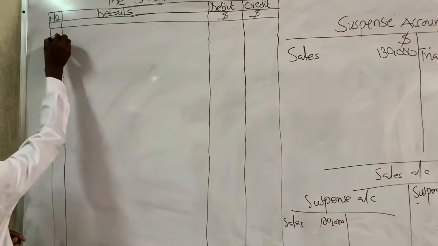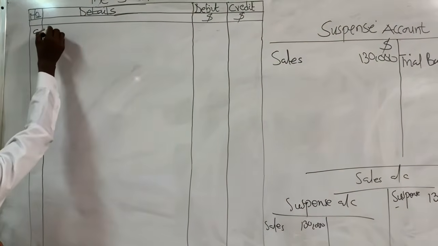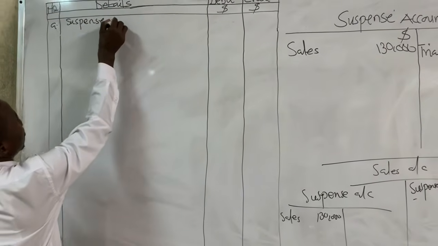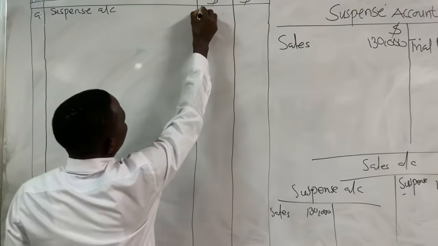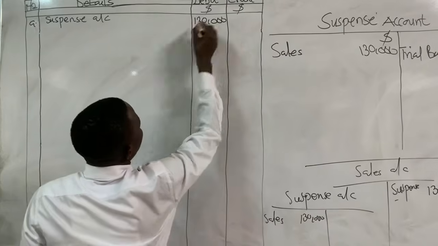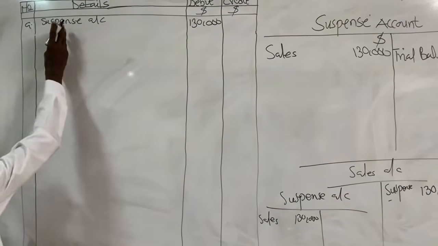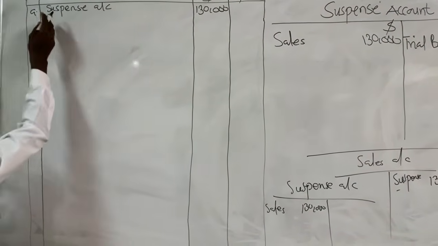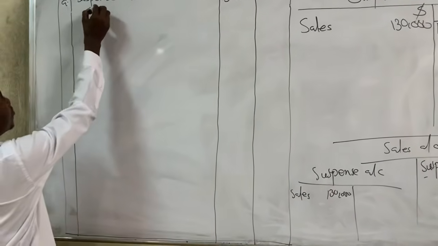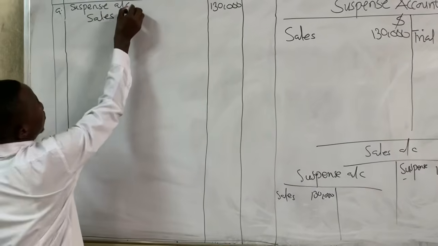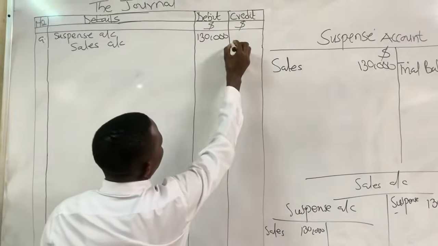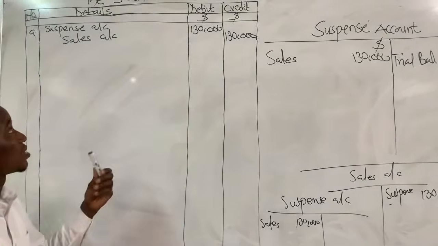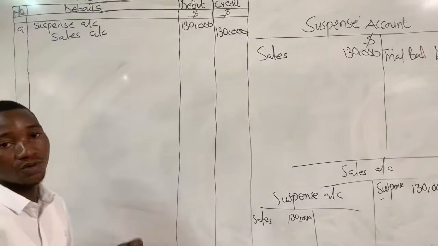So, with the A, you have the suspense account. The suspense account had a debit entry of $130,000, followed by sales. But in writing the sales, for easier identification, you shift it a little before you write it. Don't write it directly under the suspense account. You bring it to the front a little and write sales account, which also receives a credit entry of $130,000.